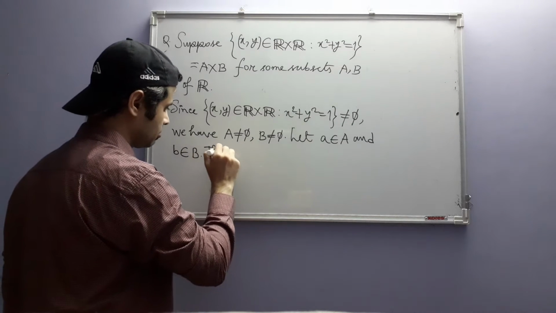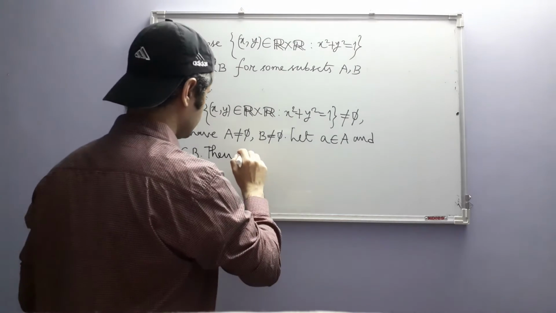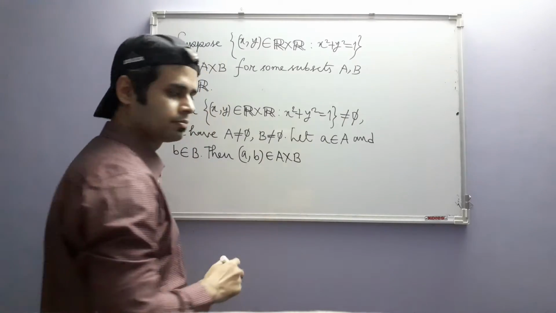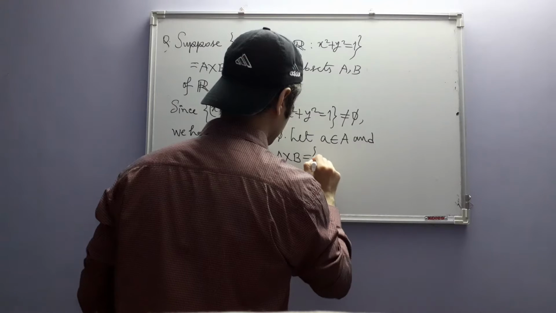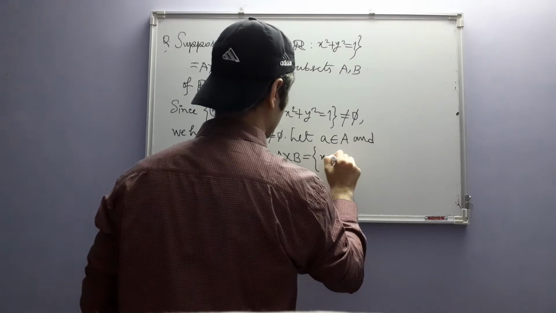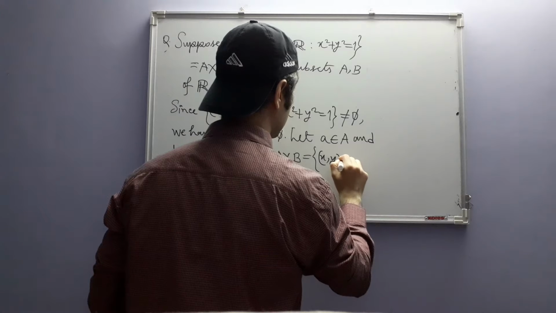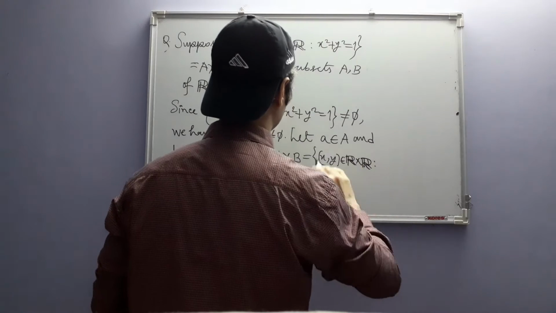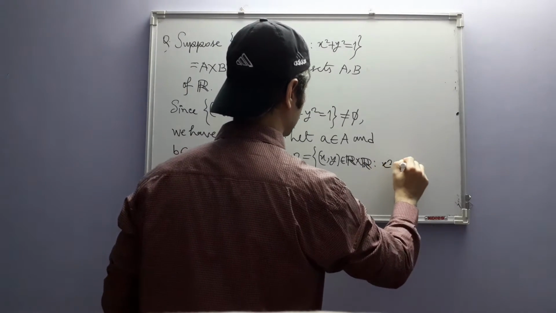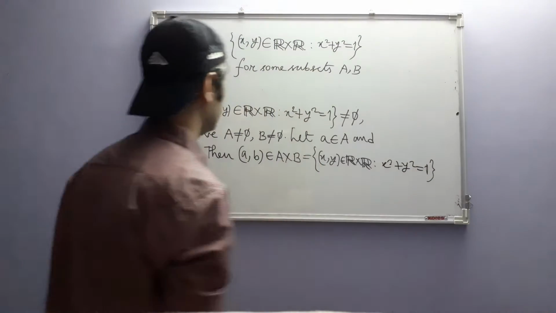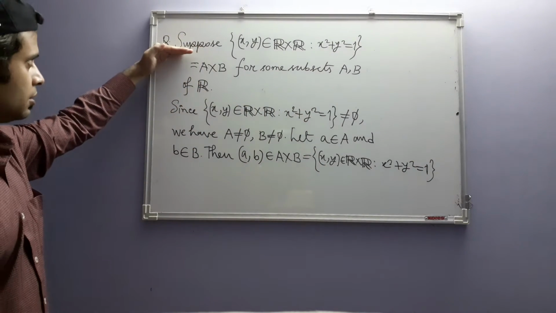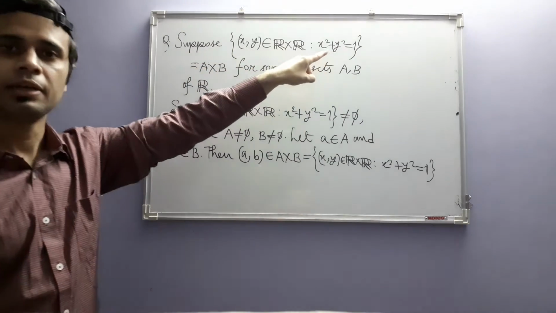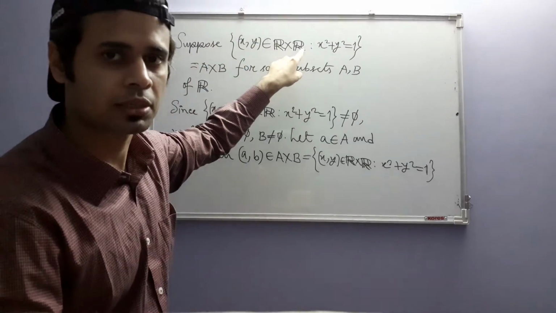Then (a, b) must belong to A cross B, and this is equal to the set. You can already see something in this solution, not related to the solution, but something about the writing, that when we have started this solution, we are having to write this set again and again. Now it's somewhat cumbersome to do so.